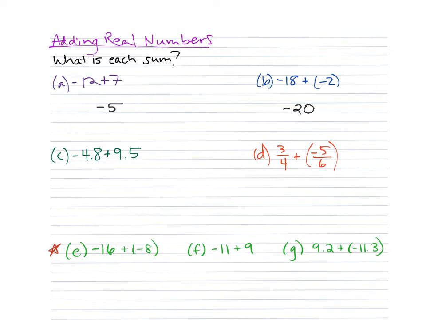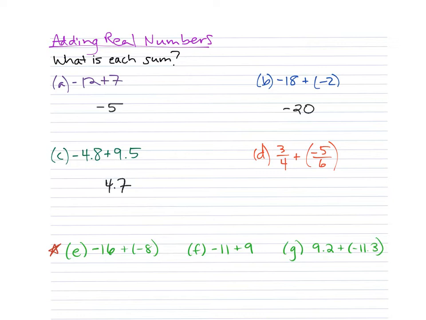And then this one here, you can do on your calculator, negative 4.8 plus 9.5. This one's going to be positive 4.7. And then this one here, let's make them both have the same bottom since it's a fraction.